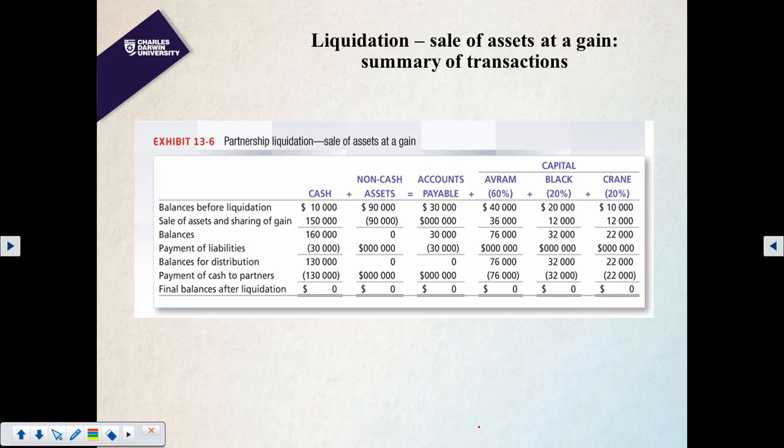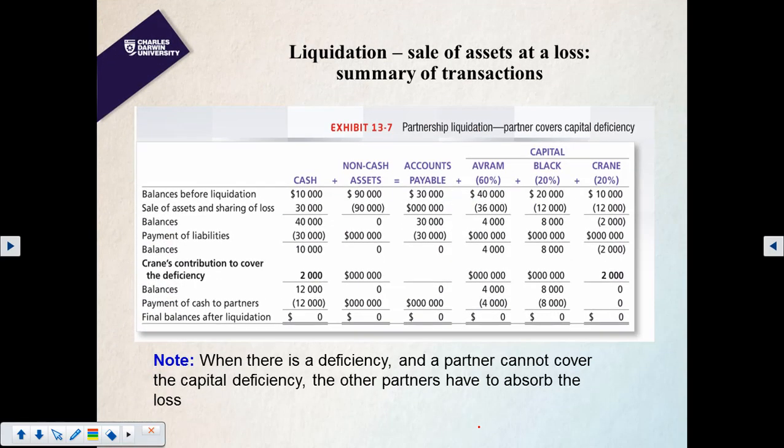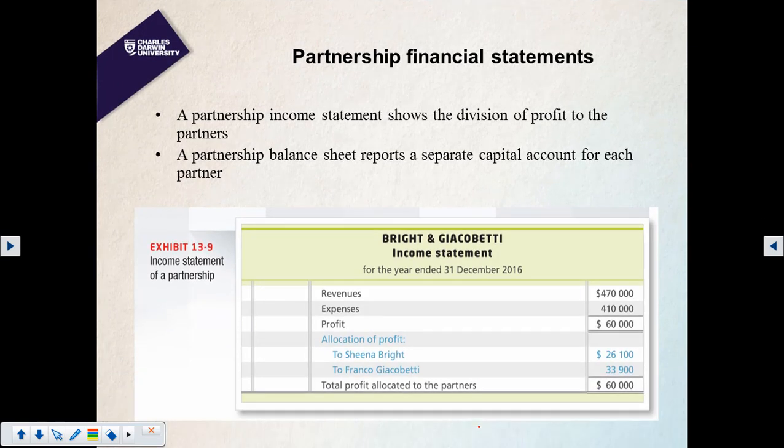If you do a summary of this, it comes like this. If you can prepare a simple financial statement here, it might be very important for the exam. So we start with the revenue and expense, and then the allocation of profit, which we distribute in the income statement based on whatever capital ratio is given, or any capital balance, or any profit and loss sharing ratio is given, we distribute among the partners.